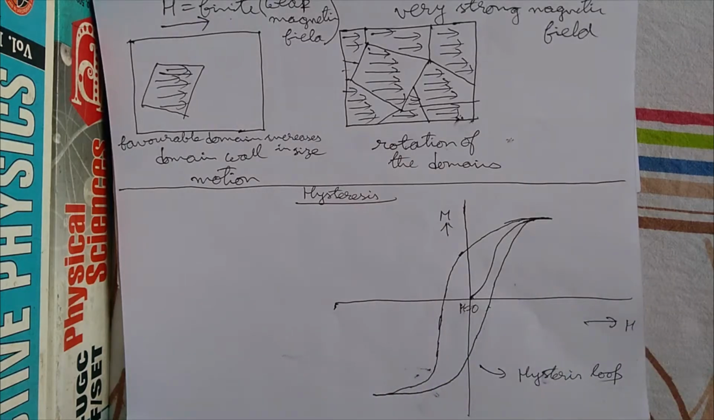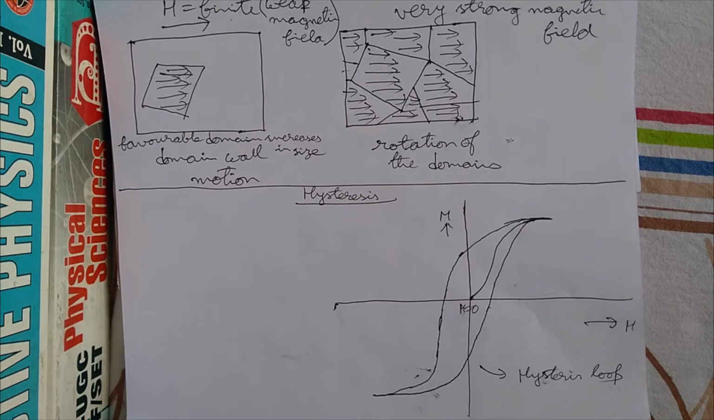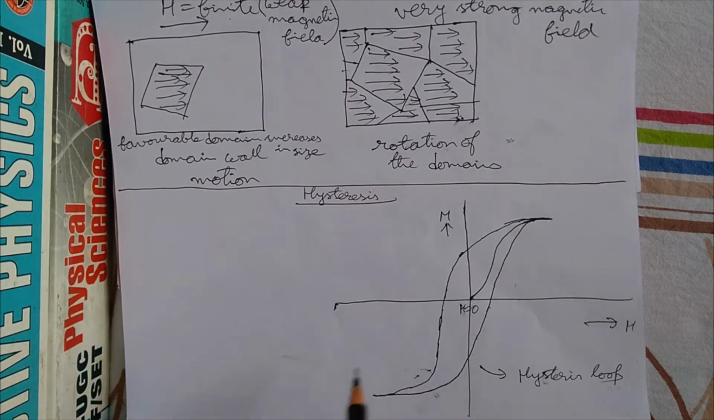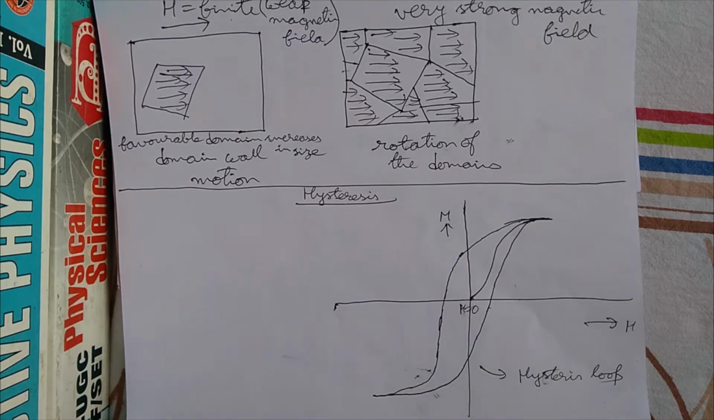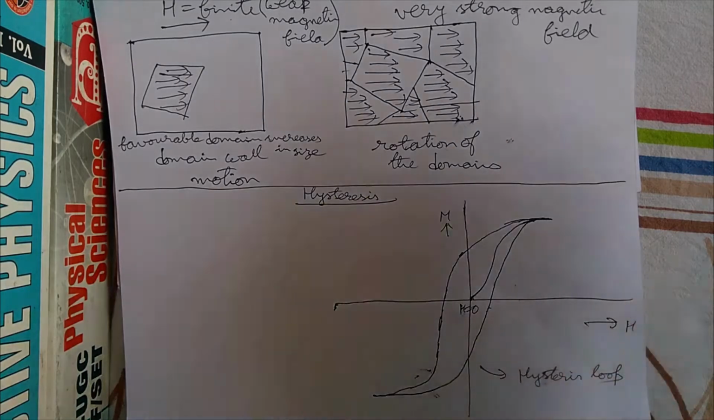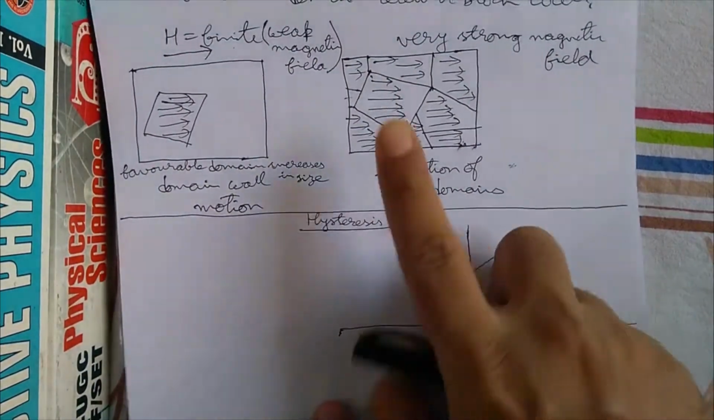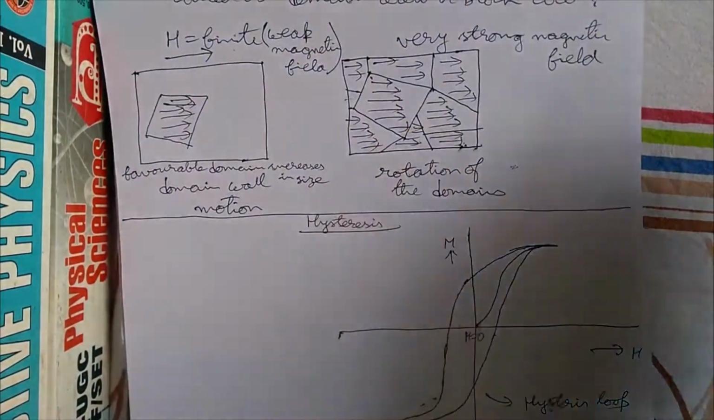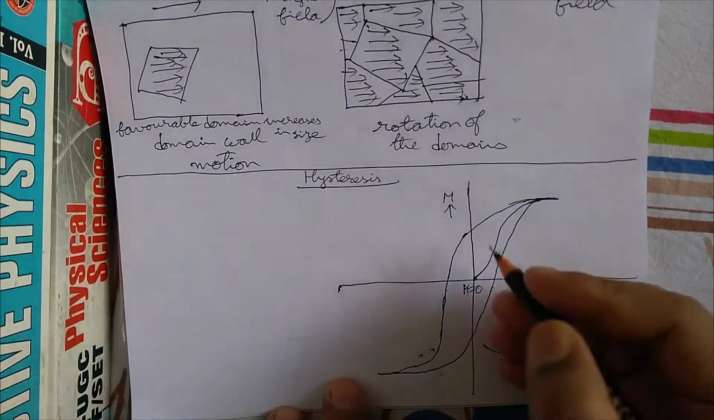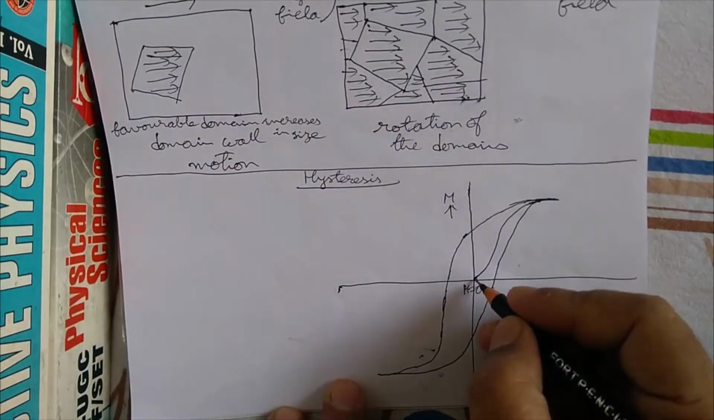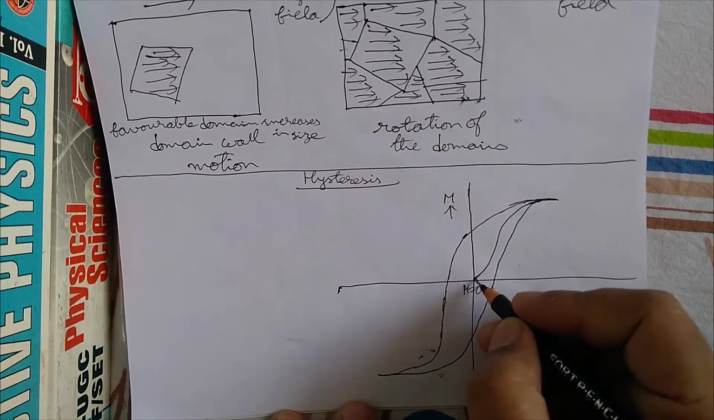So I have again come back with the remaining part of the magnetism chapter. In the last video, at the end, I had just drawn the hysteresis loop. On the y-axis you are plotting the magnetization, and on the x-axis you are plotting the magnetic field H. This kind of curve comes, that is the shape of an S.